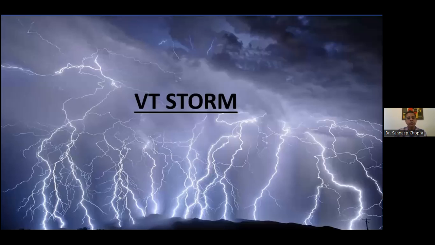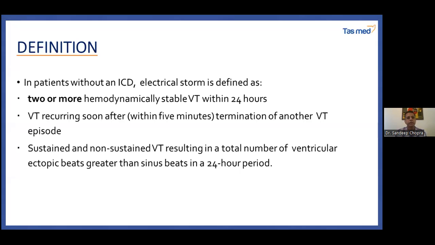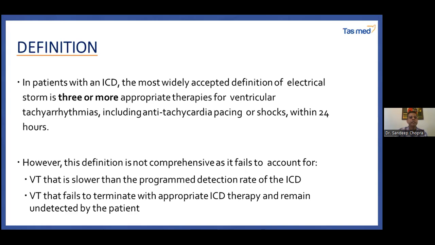What is VT storm? That's ventricular tachycardia storm. A definition: electrical storm is defined as 2 or more hemodynamically unstable VTs within 24 hours. VT recurring soon after termination of another VT episode. Sustained and non-sustained VT resulting in a total number of ventricular ectopic beats greater than sinus beats in a 24-hour period.